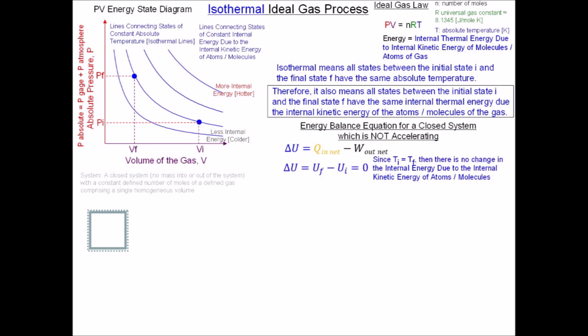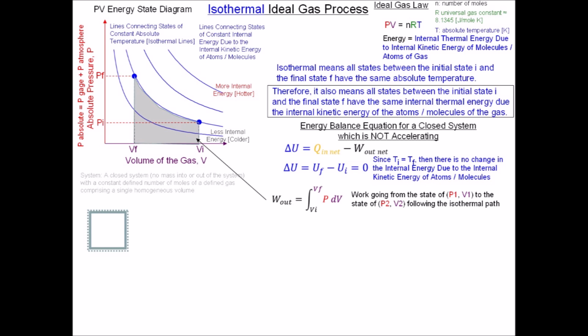By definition, for an isothermal system, all states between the initial state and the final state have the same temperature, and therefore the same internal energy. The internal energy at the final state equals the internal energy at the initial state, as well as all states between. So therefore, delta U, our change in internal thermal energy due to kinetic motion, is equal to 0. Since I've defined work out of the system to the surroundings at the interface boundary as the sign convention, this work out can be represented by the area under the curve in the PV energy state diagram above to the upper left.